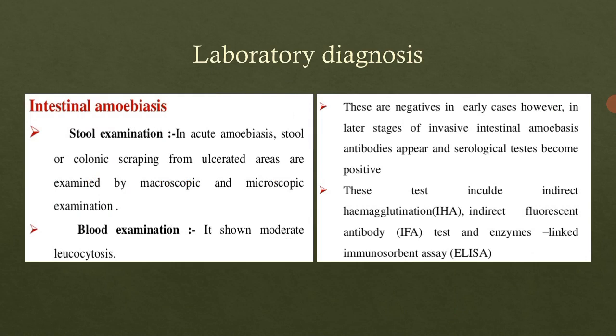Now we will study the laboratory diagnosis. First, we have to collect samples. In this case, we have to collect two samples, one for invasive infection and a second for non-invasive infection. First, we will collect the blood sample and do blood examination. Then we will do the stool examination, right? Stool sample. Now in acute amoebiasis, stool or colonic scrapings from ulcerated areas are examined macroscopically and microscopically, right?